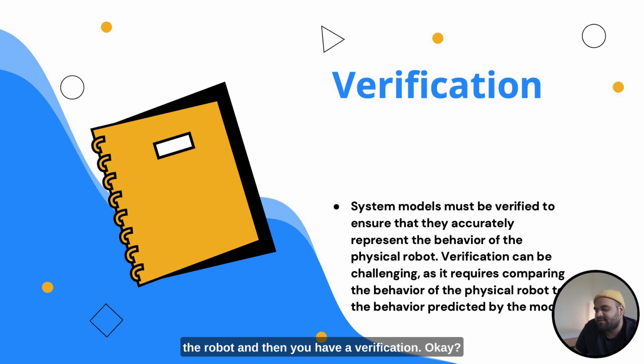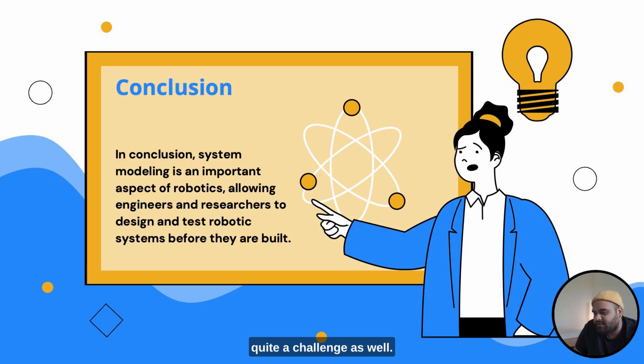And then you have verification. The system model must be verified to ensure that it accurately represents the behavior of the physical robot. Verification can be challenging, as it requires comparing the behavior of the physical robot to the behavior of the predicted model. Let's say you need to verify if the robot is good enough. How would you do that? Would you look at the time? Would you look at the power consumption, or would you look at something else? So verification can again be quite a challenge as well.